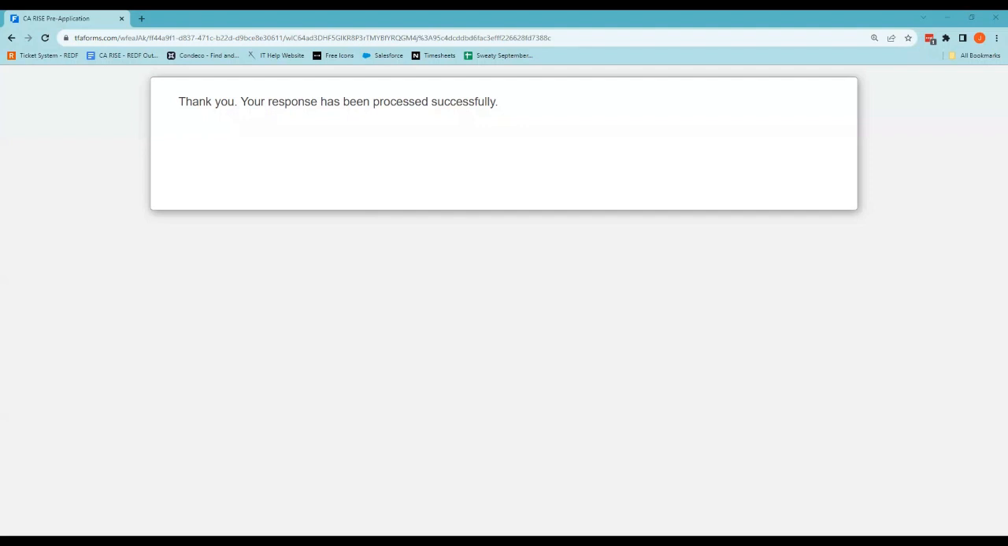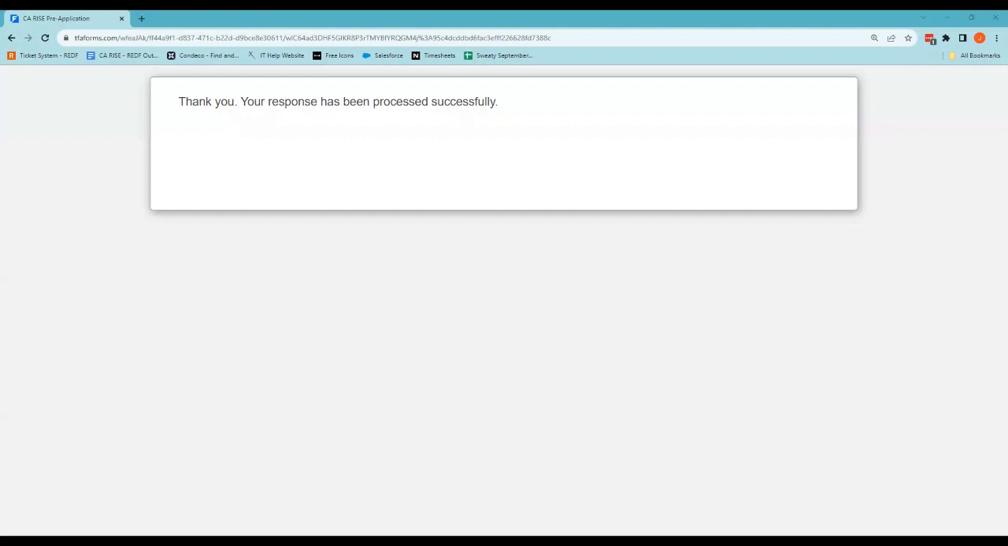Thank you again for your interest in the competitive California RISE grant. As a reminder, pre-applications are due by October 20th. Eligible applicants will be invited to participate in the full application process. The point of contact provided in the pre-application contact section on page 2 will receive the notification of eligibility. If eligible, the point of contact will also receive the application materials.